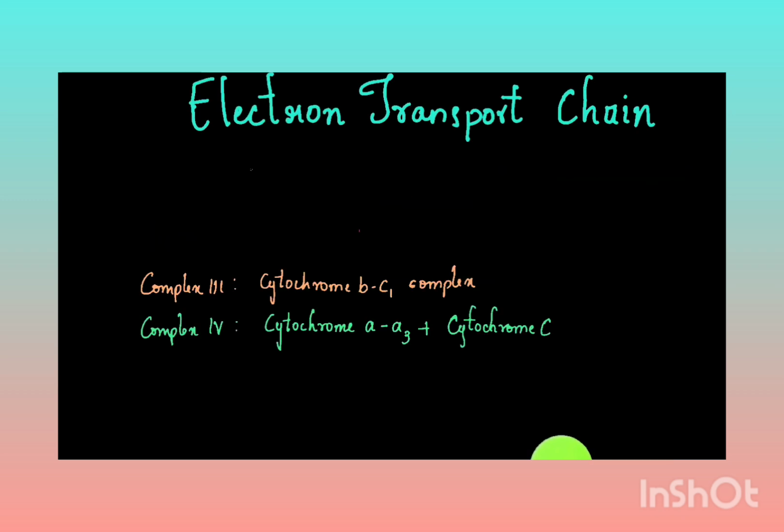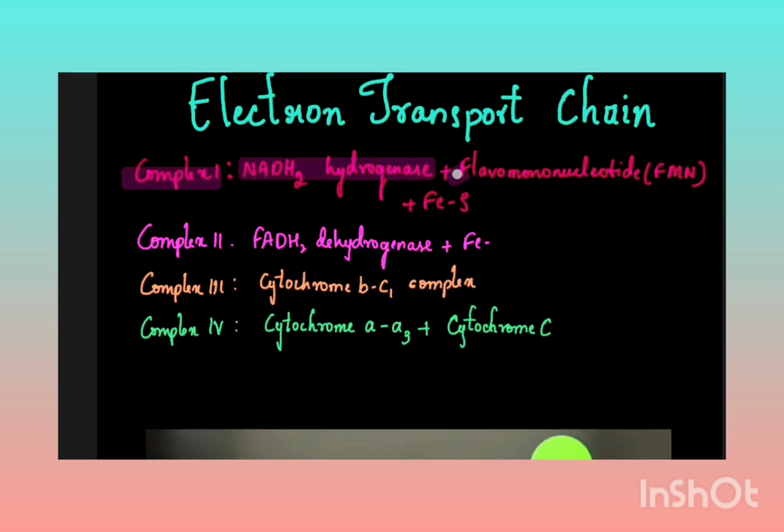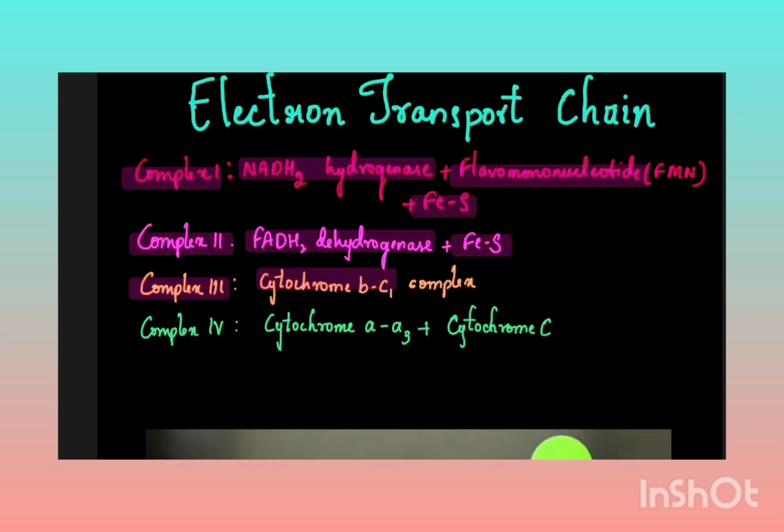Complex 1 includes NADH2 dehydrogenase, flavin mononucleotide, and ferrous sulfur protein. Complex 2 includes FADH2 dehydrogenase and ferrous sulfur protein. Complex 3 includes the cytochrome BC1 complex. Complex 4 includes the cytochrome AA3 complex and cytochrome C.